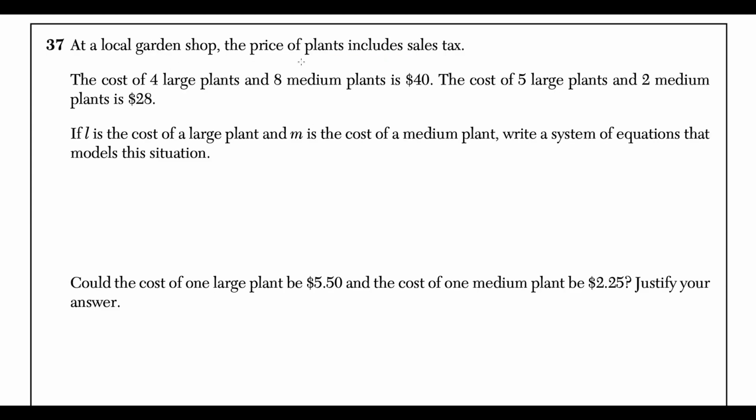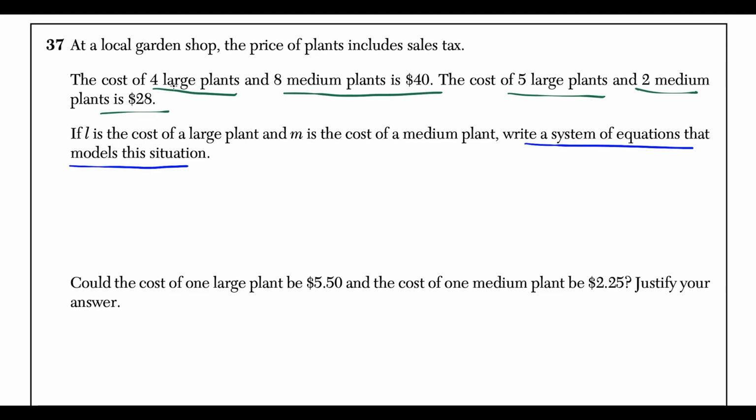So we have a local garden shop, and we have the price of plants, and this includes the sales tax. The cost of 4 large plants and 8 medium plants is $40. And then we're told the cost of 5 large plants and 2 medium plants is this much. L is going to model large plants, M is going to model medium plants, and this is the first task. Write a system of equations that models this situation.